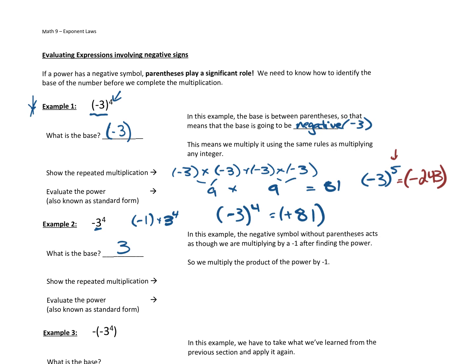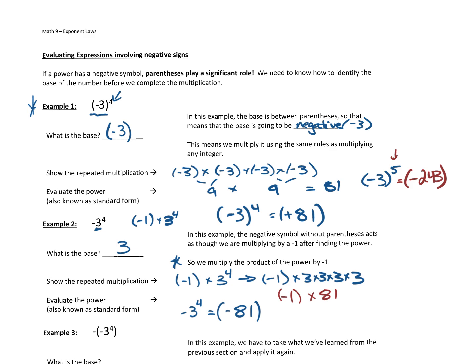So my repeated multiplication is going to be -1, and then we're going to go times 3 to the power of 4, which is -1 times 3 times 3 times 3 times 3. That's what it should look like. When we multiply the product of the power by -1, that's what we're going to do at the end. We know that 3 to the power of 4 is 81, so you would have -1 times 81, which gives us -81. So -3 to the power of 4 without parentheses gives -81.